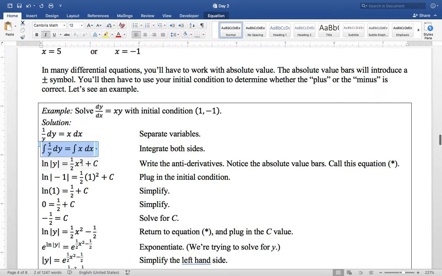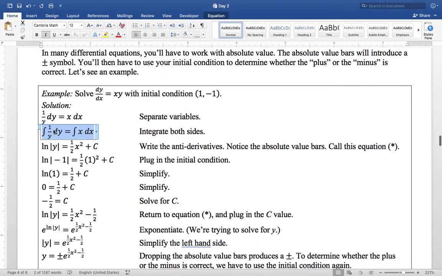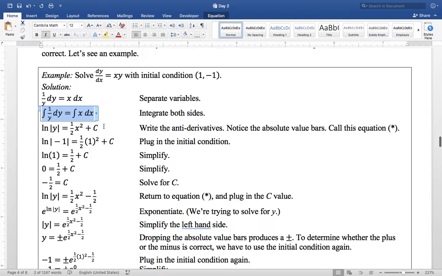I need to find an antiderivative. Remember, the antiderivative of 1 over y is natural log absolute value of y. And then on the right-hand side, the antiderivative is 1/2 x squared plus c. Don't forget your integration constant c. Now, I like to plug in my initial condition right away, that is, right after integrating. So I'll plug in this point right here, replacing x with 1 and y with -1.